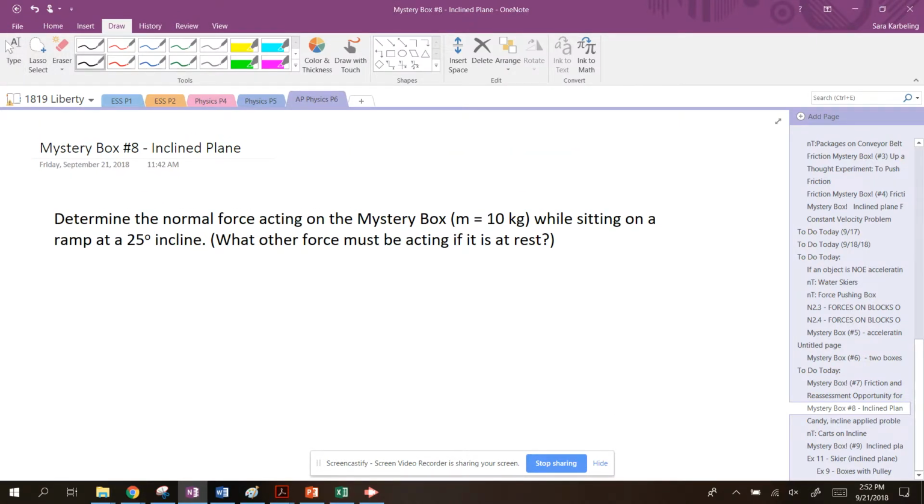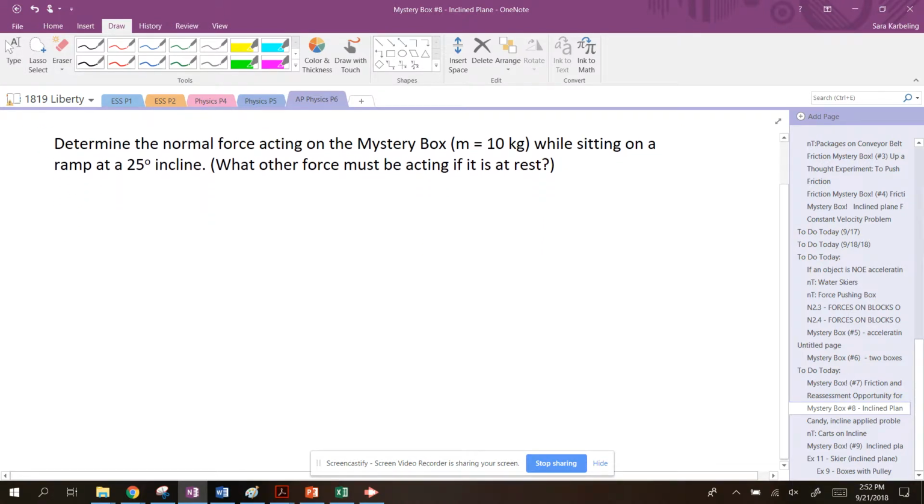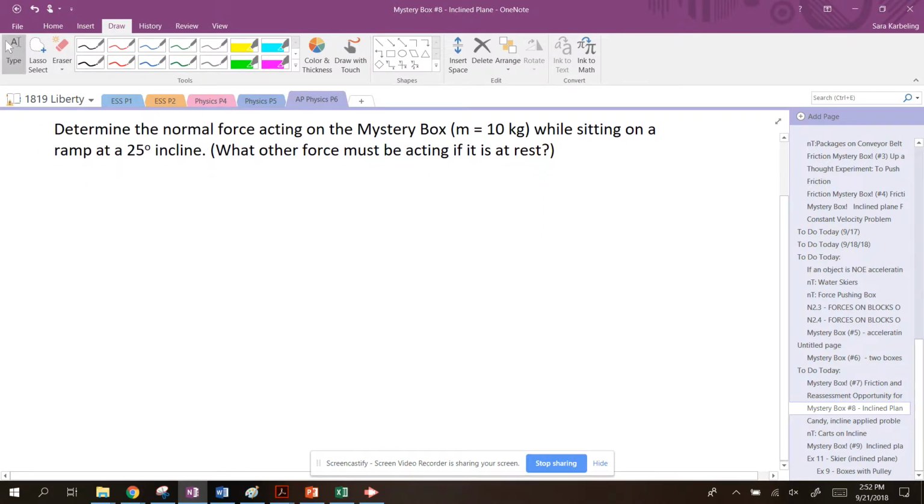What's the first thing we do whenever we're trying to solve a forces problem? Free body diagram, right? The free body diagram is your key to happiness. It says determine the normal force of this box sitting on this ramp. So here we go. We've got to draw a ramp.